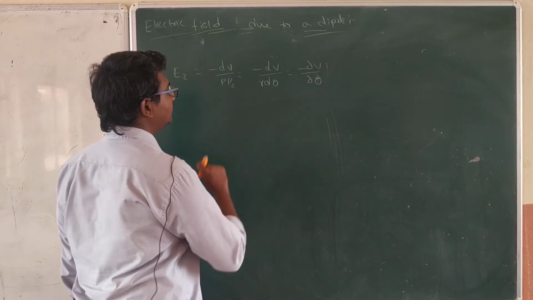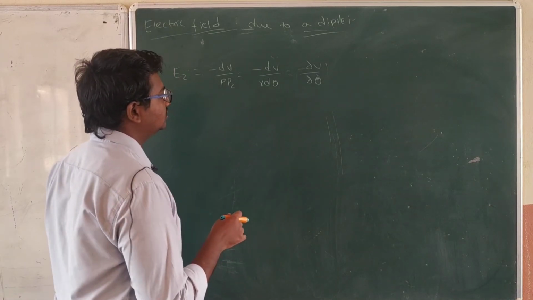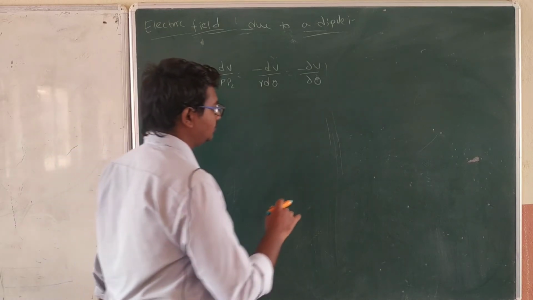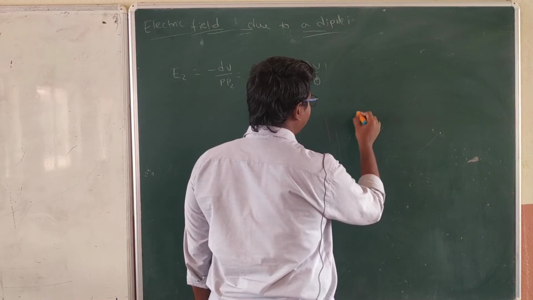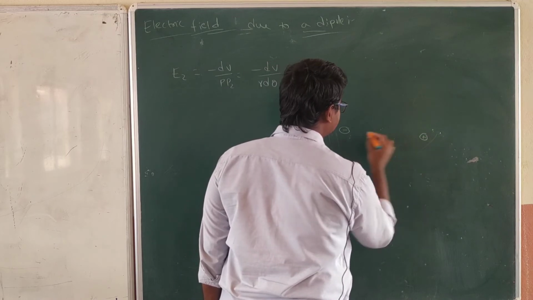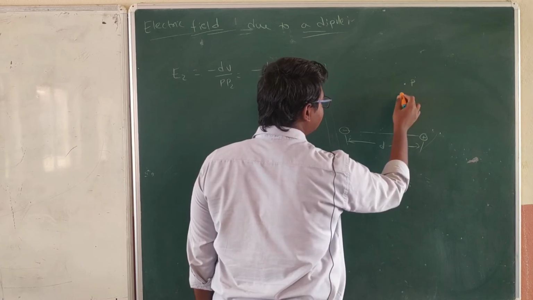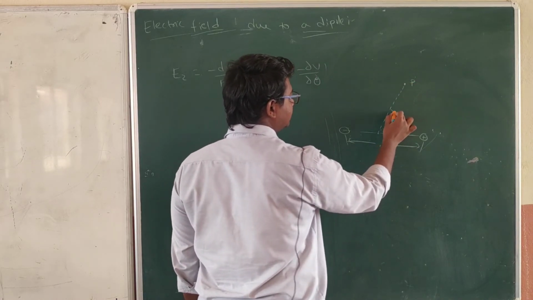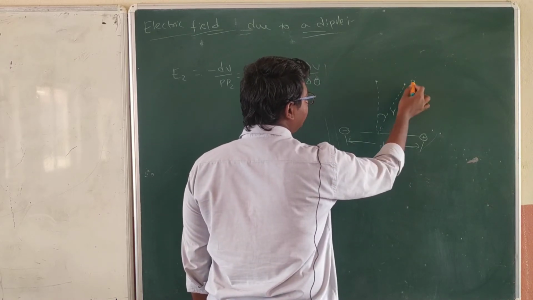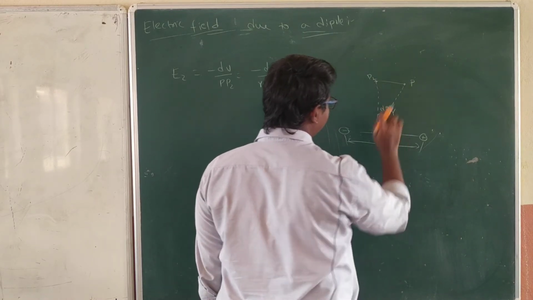Just now we have discussed E1, and we got E1 is equal to 2 Kp cos theta by r cube. Now we have to find the value of E2. According to the diagram, there is minus and plus, and this distance is small d, and here the point P is there, this distance is r, and the displacement along PP2 is r d theta. This is the actual displacement.